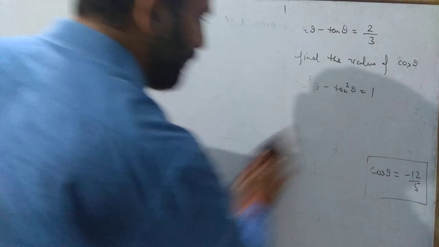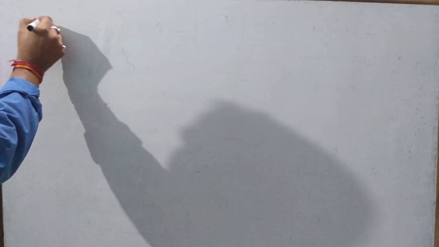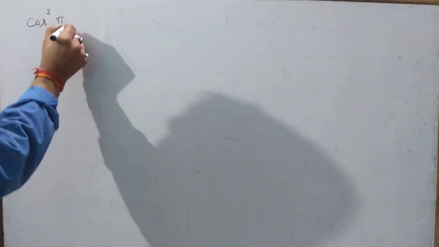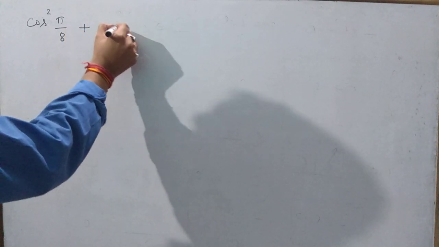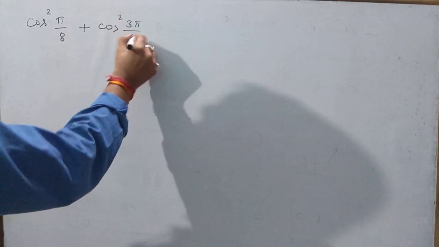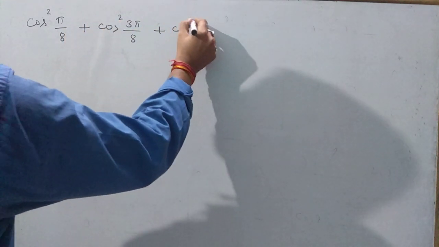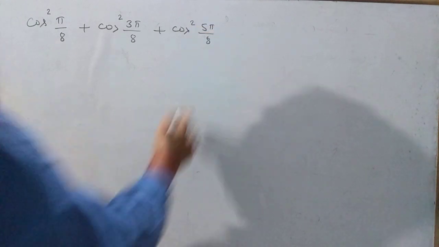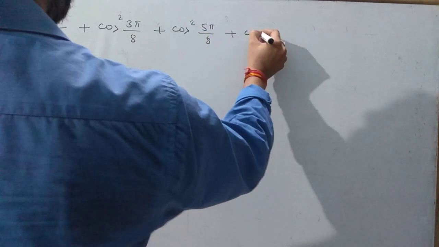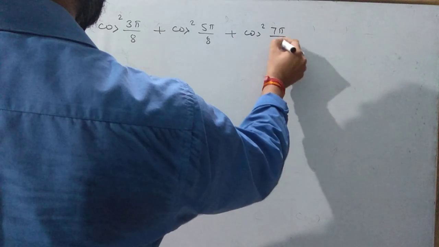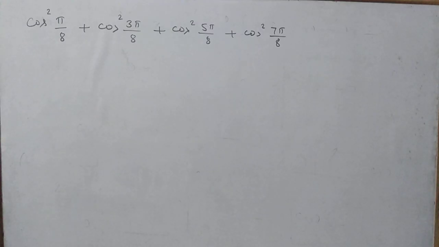Now one more question. It is also a very good question of trigonometry. Suppose a question is given: cos square pi by 8 plus cos square 3 pi by 8 plus cos square 5 pi by 8 plus cos square 7 pi by 8. This is given and the question says find the value.